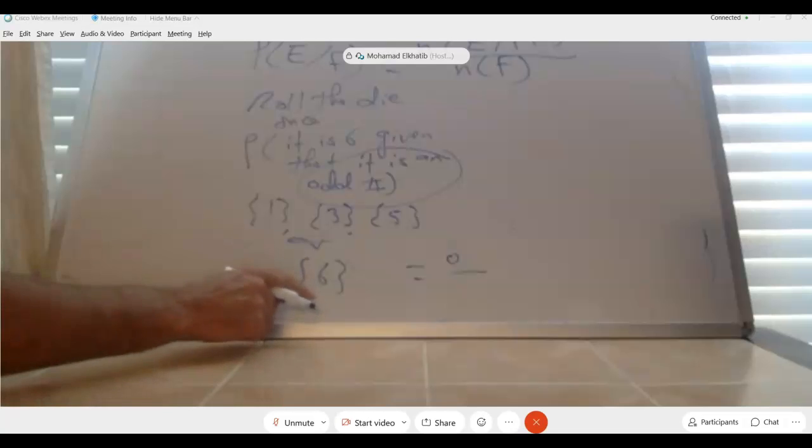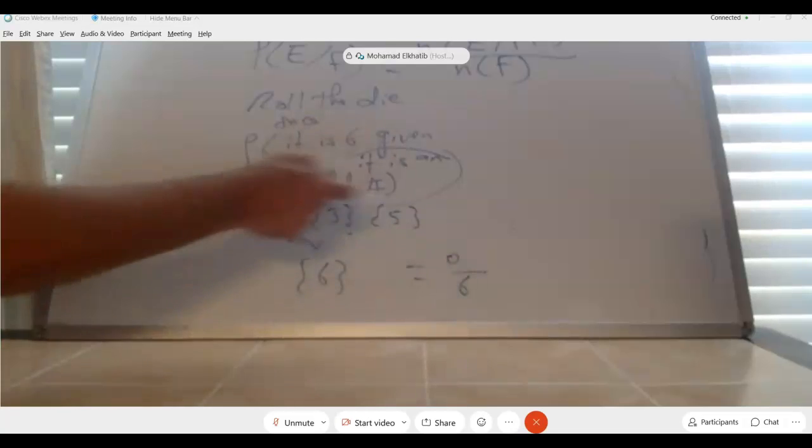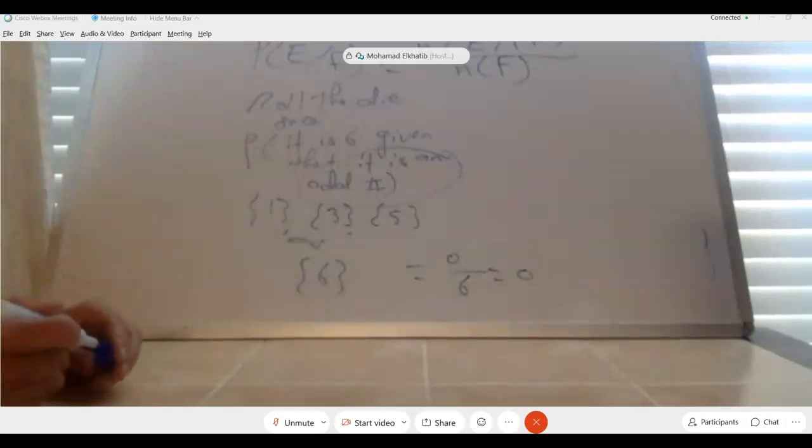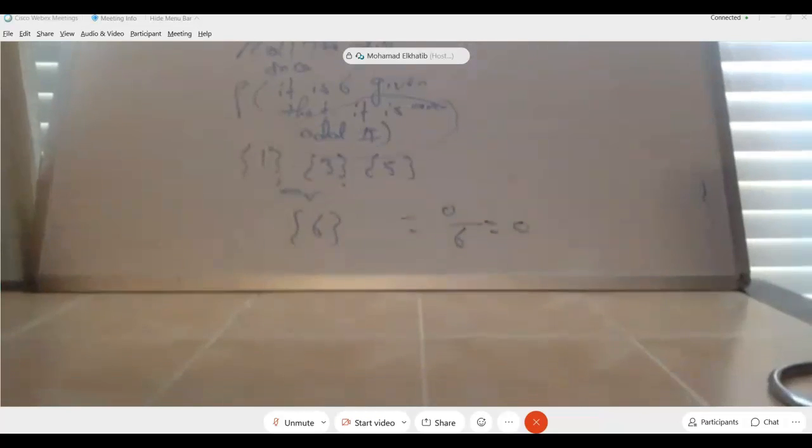The denominator is going to be what? The 6. Always the one that comes after that. And 0 over a number is 0. And the probability of 0 means what? Impossible to happen. Wonderful.